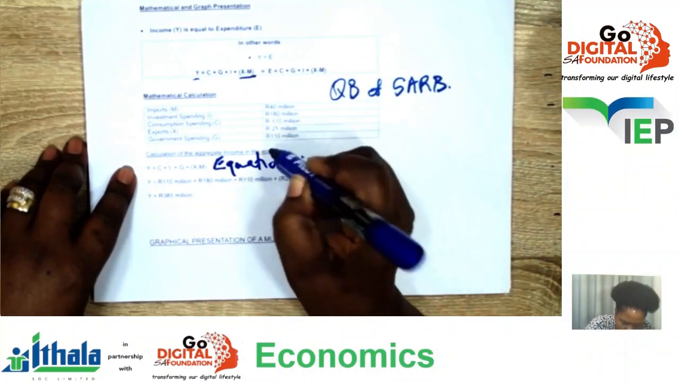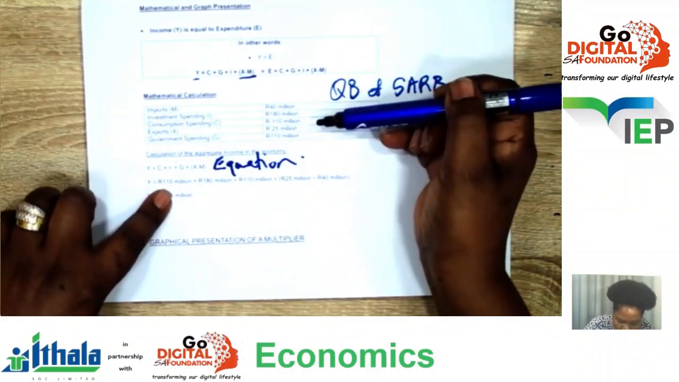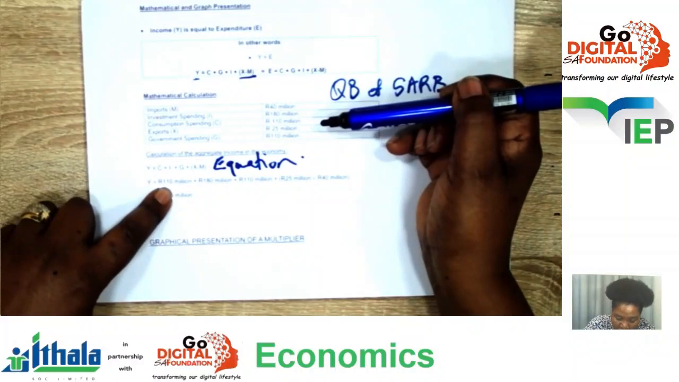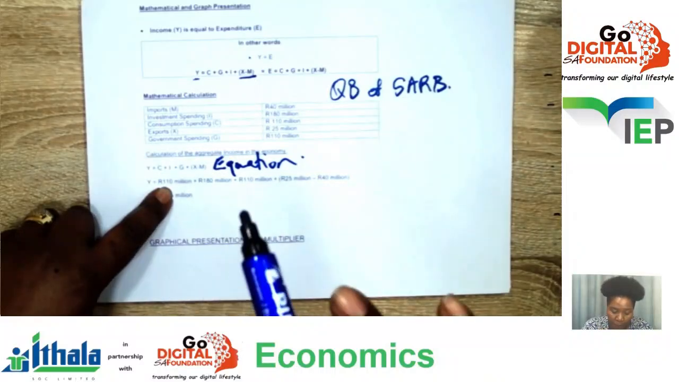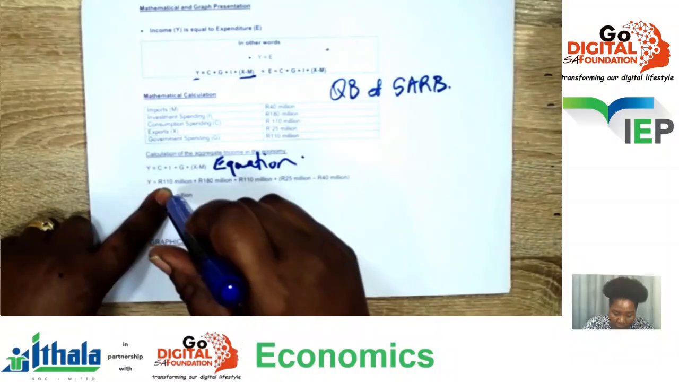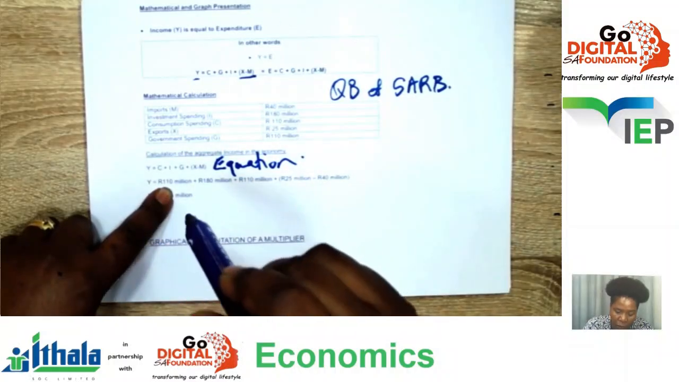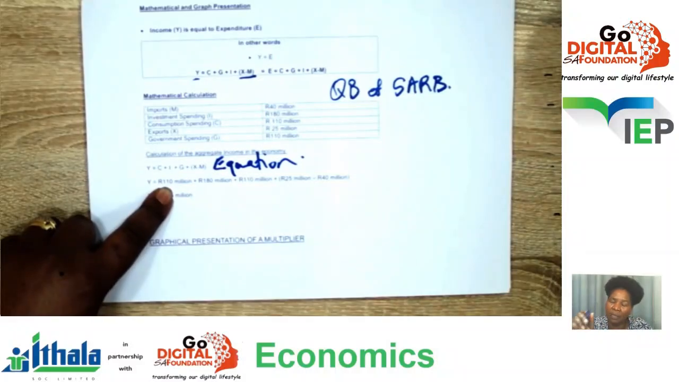Here is your equation. Let's look at it again. We said 110 million is for consumption spending. If you look at the top part, all these participants are just jumbled up. But if you look at the bottom, you have to follow the equation. Your equation starts with consumption.